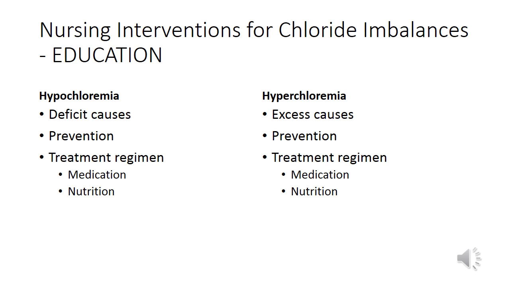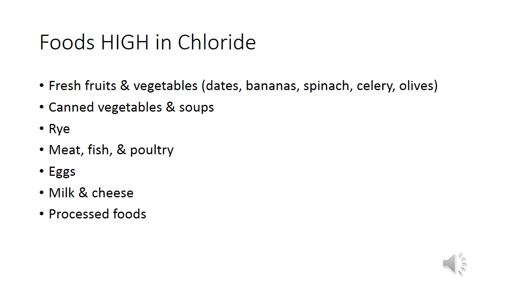If the patient is hyperchloremic, teach the causes of chloride excess. Provide specific information regarding the patient's medical diagnosis and related interventions and treatments. Teach the patient how to prevent chloride excess. Instruct the patient to avoid high chloride foods. Ensure that the patient or caregiver understands the specifics, rationale, potential side effects, and desired effects of the treatment. Here is a listing of some foods that are high in chloride.